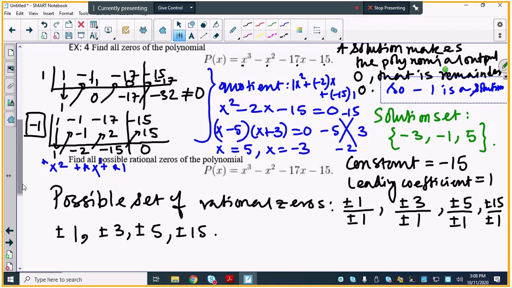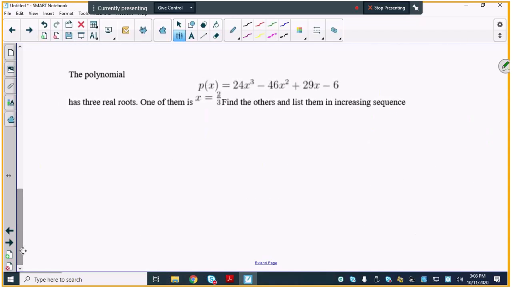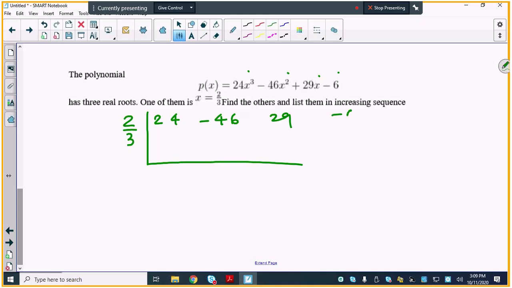Our next example is given the polynomial, a cubic polynomial with the 3rd degree term, 2nd degree term, 1st degree term, and 0 degree term. If you know one of the solutions is 2/3, can you find the rest? So let's start working on this. Because the solution is 2/3, I know the remainder when I do the synthetic division by 2/3 must be 0. And the coefficients are 24, negative 46, 29, and negative 6.